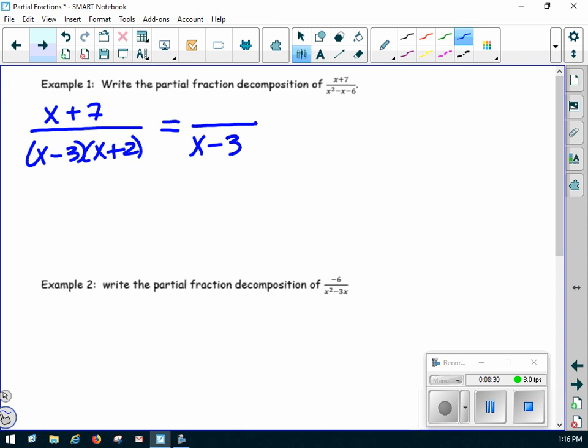One of them is going to have x minus 3 as the denominator. The other one will have x plus 2 as the denominator. Is it always a plus? Yep. I will flesh that out a little bit shortly.